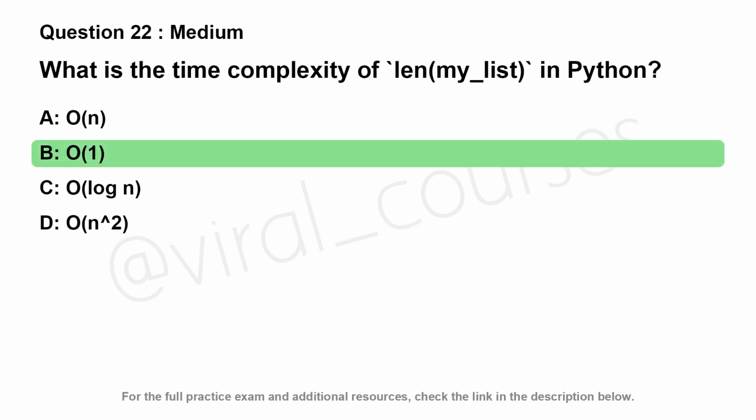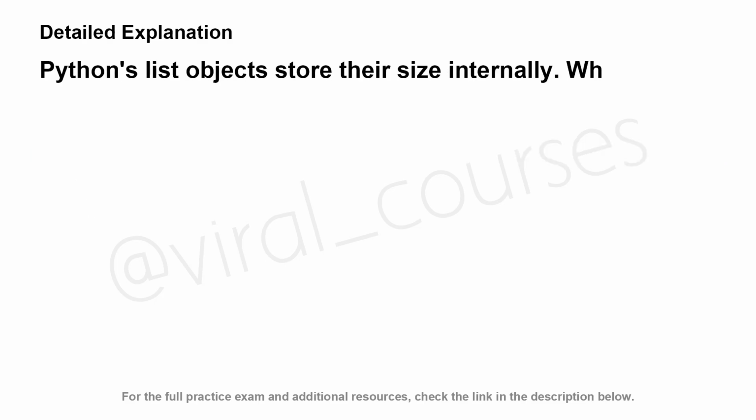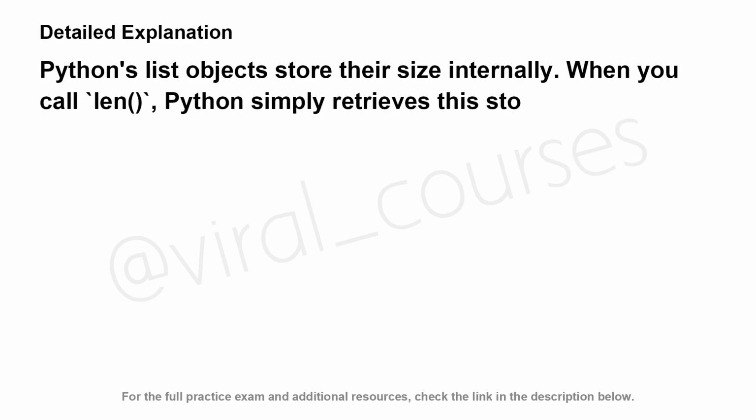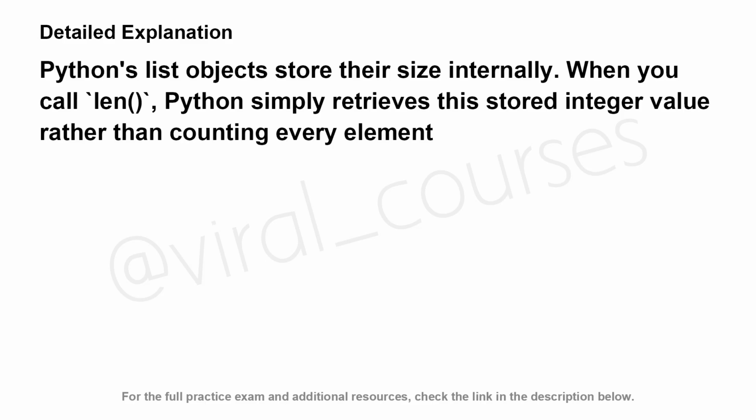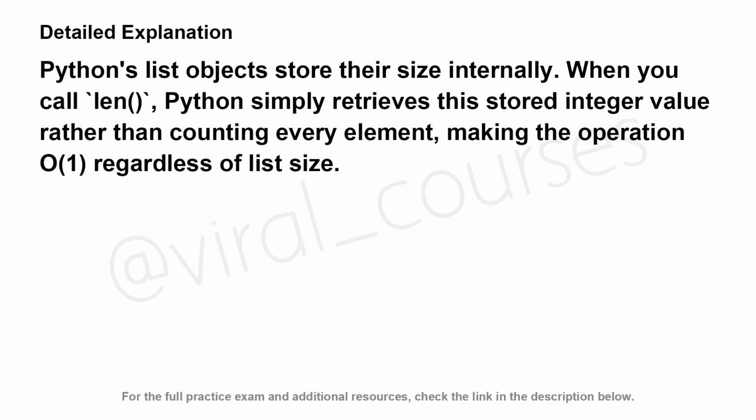The correct answer is B. Python's list objects store their size internally. When you call len, Python simply retrieves this stored integer value rather than counting every element, making the operation O(1), regardless of list size.